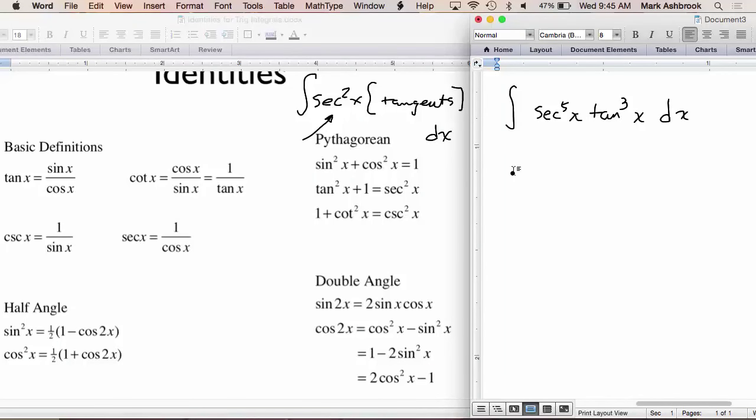What is the derivative of secant? Secant tangent. Which leaves what? Secant to the fourth tangent squared. And now everything in the brackets we need to be in terms of what? We want secants, right? If everything in there is secants, then we can undo the chain rule, because I've got the chain over here and the little derivative of secant over here.